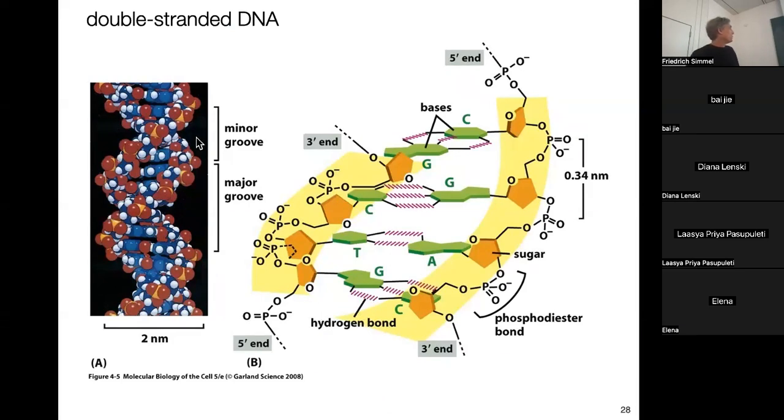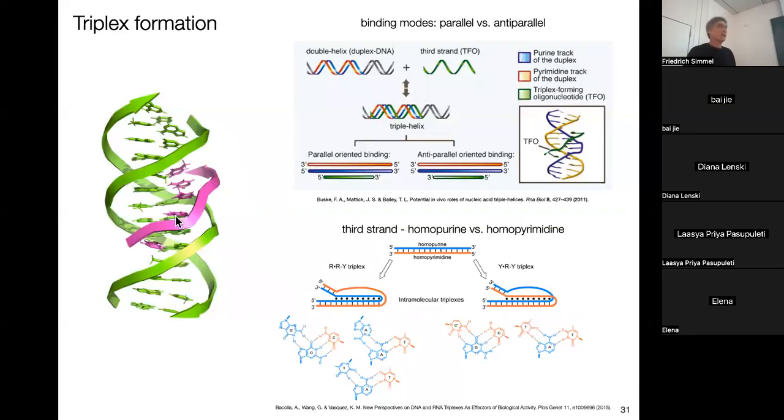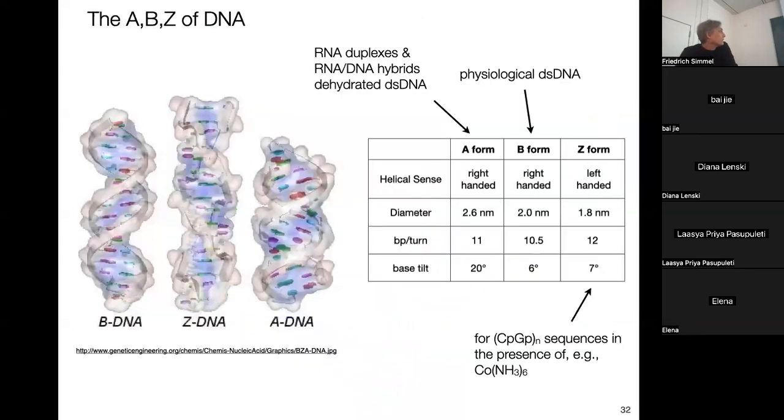This minor groove runs along the whole helix, so you can follow it, and the major groove also goes all along the whole DNA double helix. This is important because many proteins are specialized to bind to the major groove or to the minor groove. Because there's more space in the major groove, there are more major groove binders, and also this specific triplex binding takes place in the major groove. So this is just a crash course to tell you everything about the DNA structure that has nothing to do with physics in the first lecture.